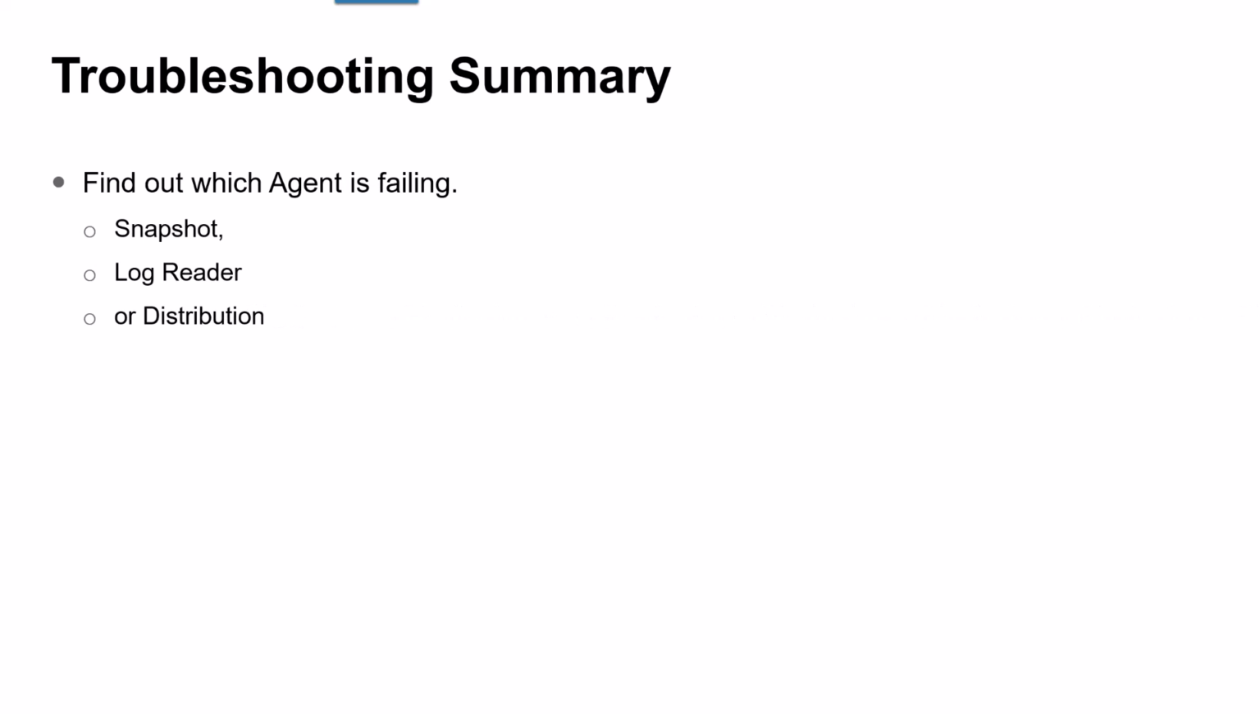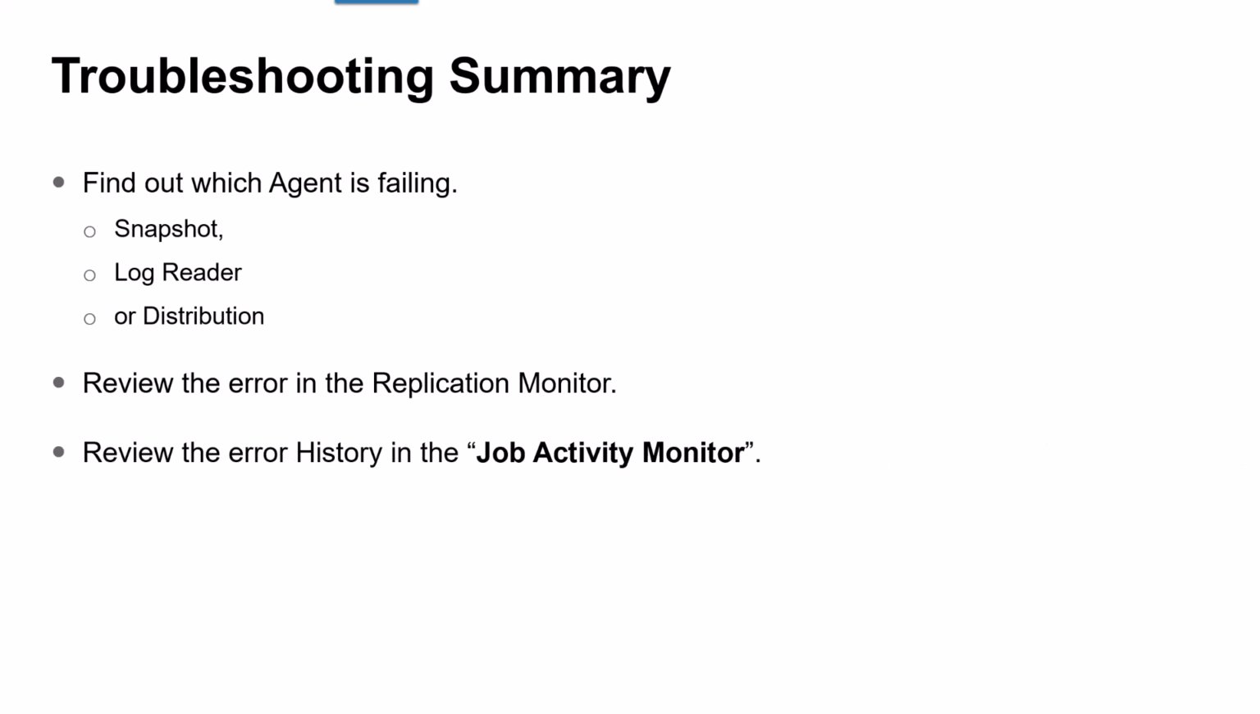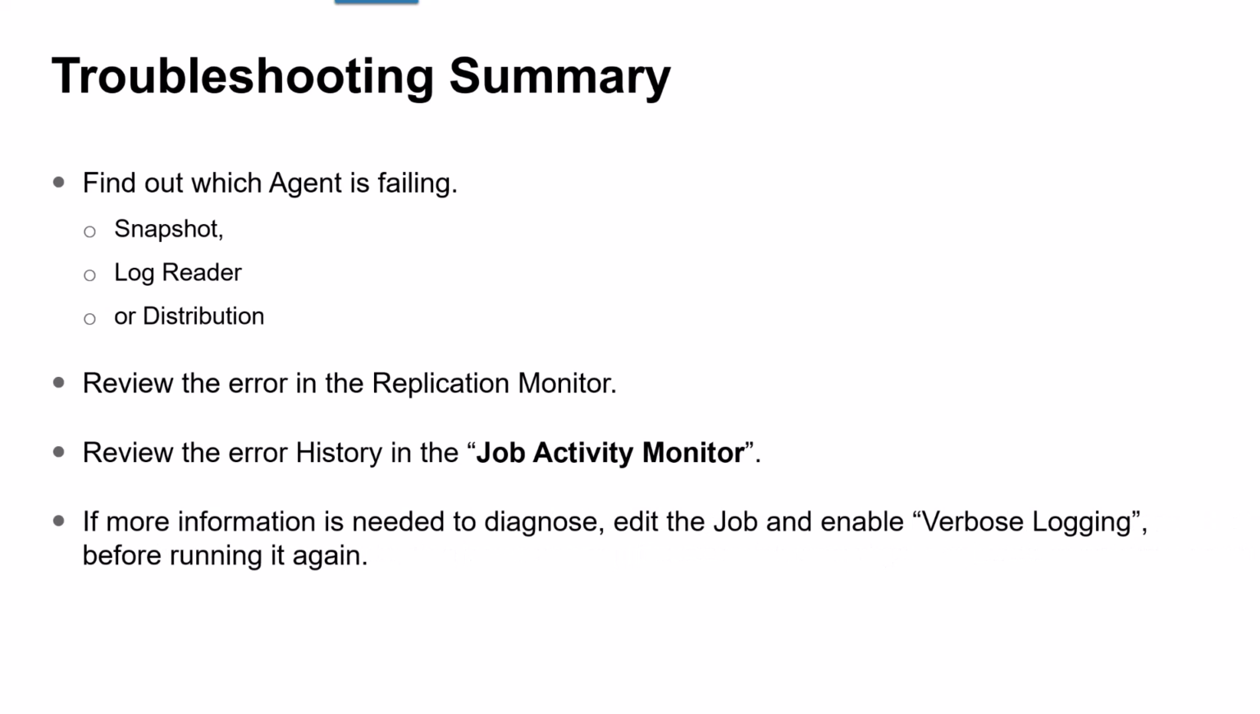So we have gone over this a couple of times in this presentation, and this is the last time that I'm going to go over this. This is the summary of how to troubleshoot replication in one page. Find out which agent is failing, find out whether it's the snapshot agent, the log reader agent, or the distribution agent. Review the error in the replication monitor. Review the error history in the job activity monitor. If more information is needed to diagnose, edit the job and enable verbose logging before running it again.